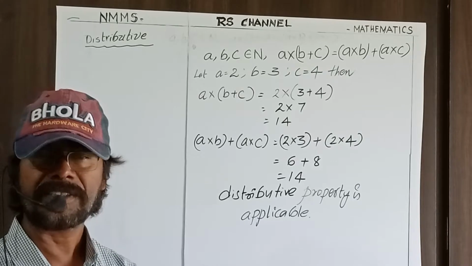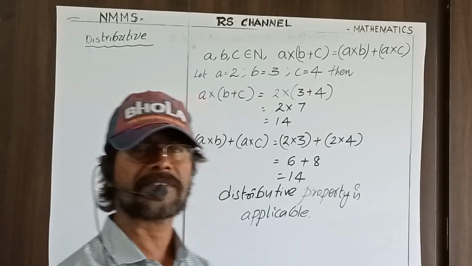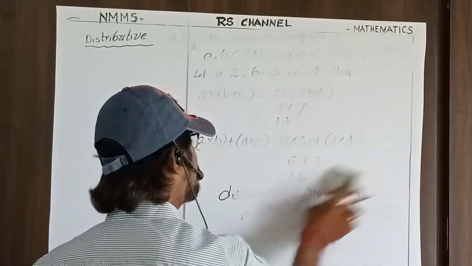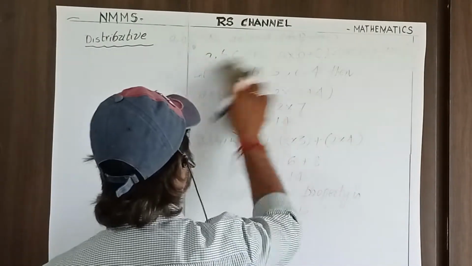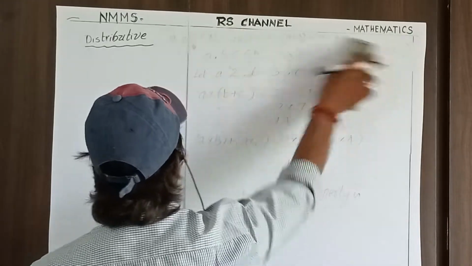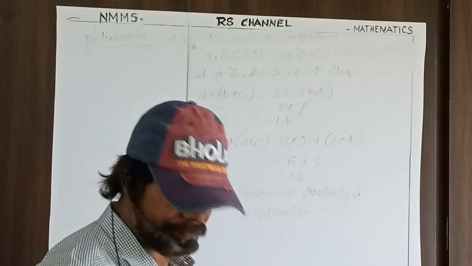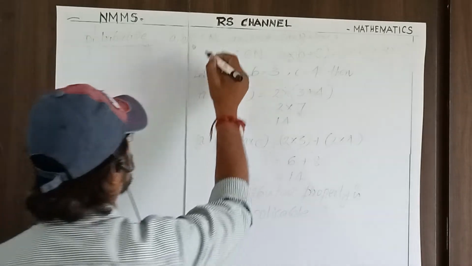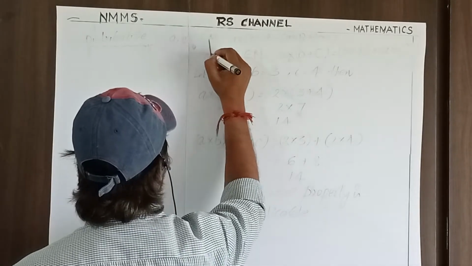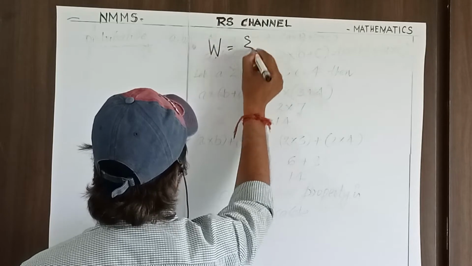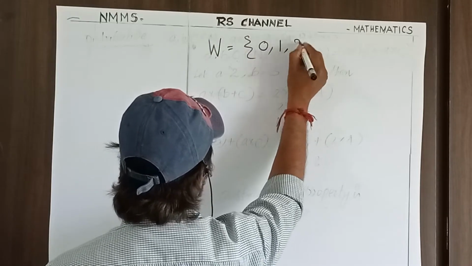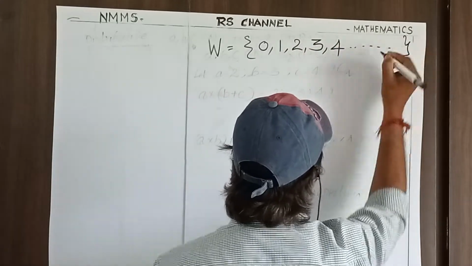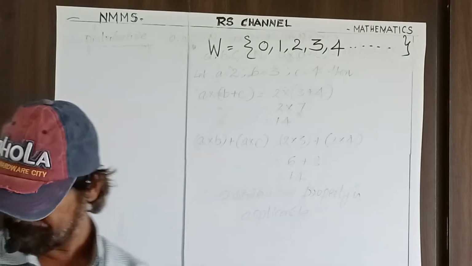Now we go for another set of numbers, whole numbers. Okay, I'm taking whole numbers now. You know already that whole numbers contain 0. So now I am going to perform operations one by one. Whole numbers W is equal to the set of 0, 1, 2, 3, 4 and so on like that. This is the set of whole numbers.